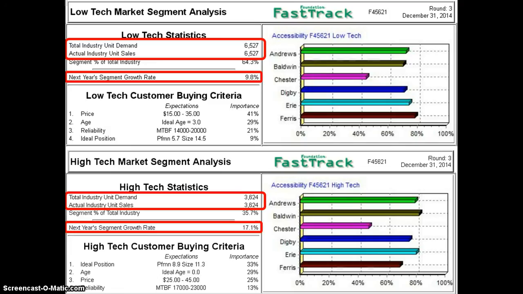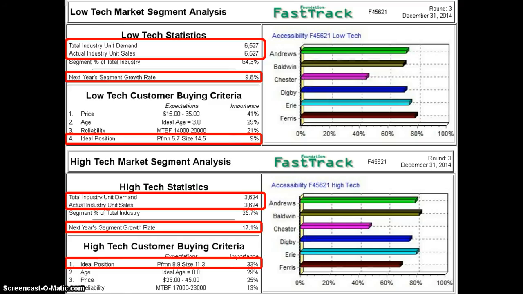Then I look at the growth rate to plan for next year. Again, this is 2014. I can plan for 2015 with next year's segment growth rate. And then the ideal positions are always changing, so I look at the ideal position as it changes round to round, and that one's always going to change too.